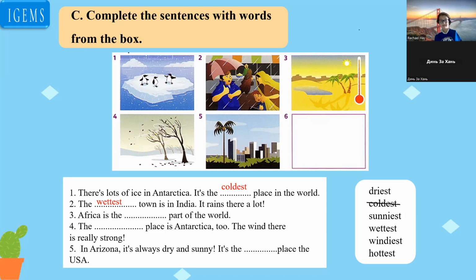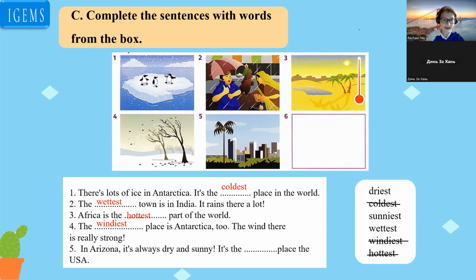Okay, read number three for me. Africa is the hottest, very good, part of the world. Yes, I live in Africa, and at the moment it is very, very hot. Okay, what is number four? The windiest. Very good. The windiest place is Antarctica. The wind there is really strong. Very good.